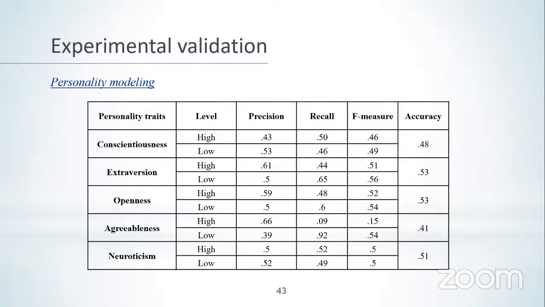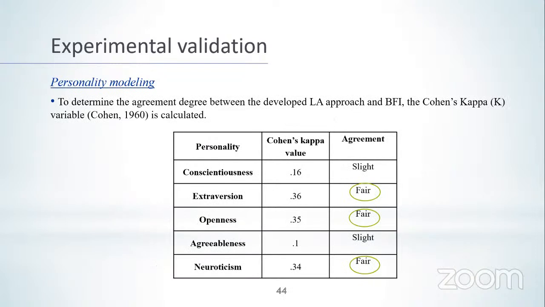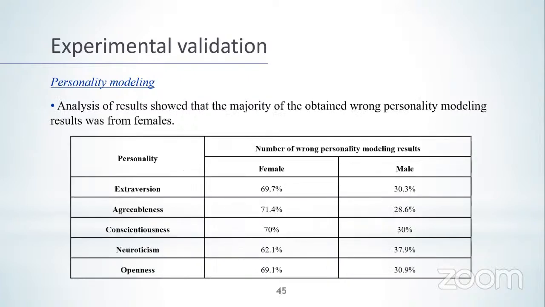Here the results show that the accuracy is above 0.5. However, for the agreeableness, the recall is very low, just over 0.09. Finally, for the agreement between the developed learning analytic approach and the Big Five inventory, the agreement here is fair. And according to the analysis of results, the majority of the wrong personality modeling results were for females. So here we provide some recommendations to be considered by other researchers to enhance automatic modeling.